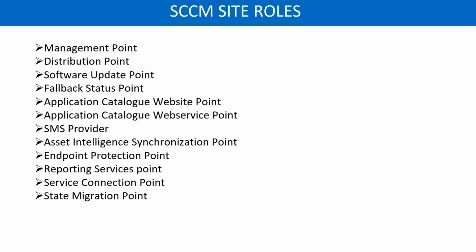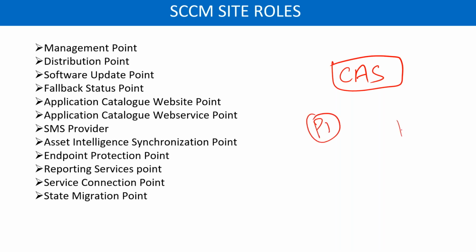No. CAS is basically managing sites. CAS will have multiple primary sites. Let's say primary site 1 and primary site 2, right? So CAS is for reporting. It is not deploying. All the deployments start from the primary site. Let's say all the policies, where you have to deploy Google Chrome or Firefox or an operating system or software updates, everything starts from here. You can't deploy Google Chrome from CAS. Understood?